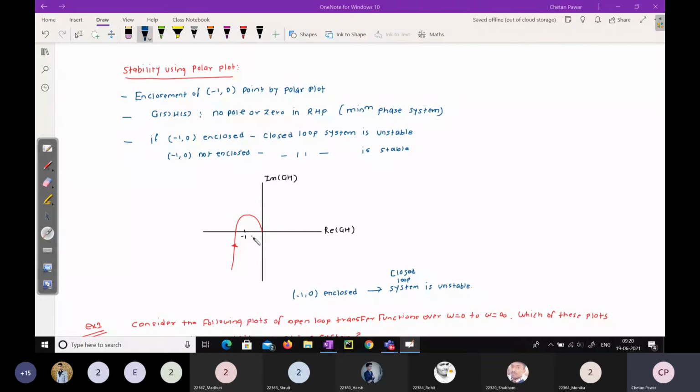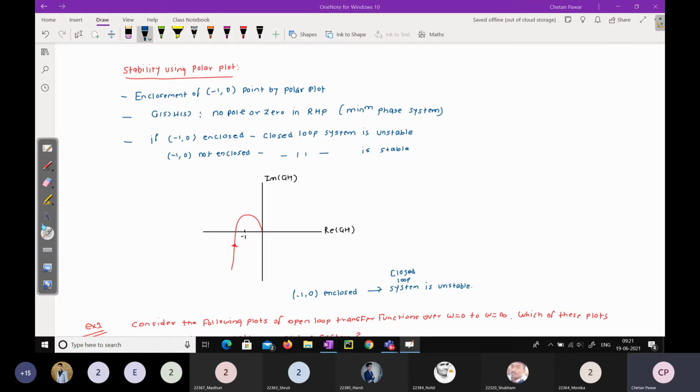Okay, there is a difference between enclosement and encirclement. Encirclement means overall encirclement about this point, but this is enclosement. So that is the difference between encirclement and enclosement. Okay, have you understood this point? If the polar plot is not enclosing this -1, 0 point, the closed loop system will be the stable system. But if it is enclosing this particular point, that system will be unstable. Closed loop system will be unstable.